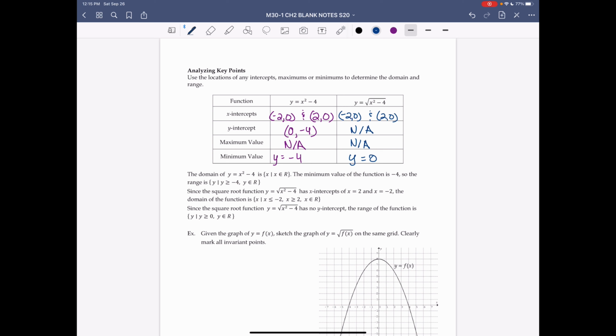Since the square root function y equals the square root of x squared minus 4 has x-intercepts of x equals 2 and x equals -2, the domain of the function is x is less than or equal to -2 and also x is greater than or equal to 2. Since the square root function has no y-intercept, the range of the function is y is greater than or equal to 0.